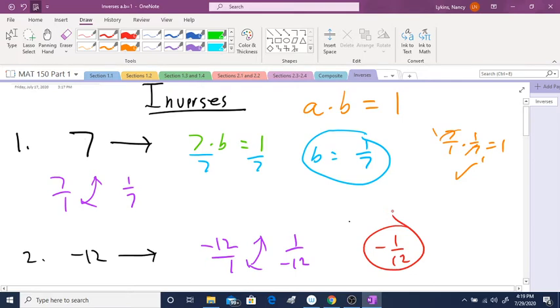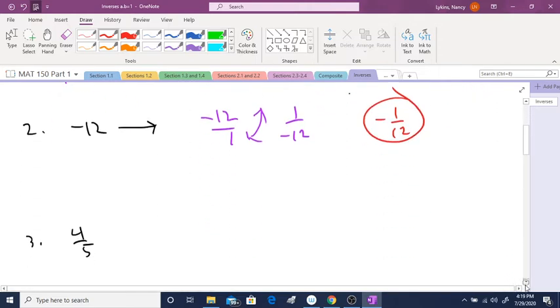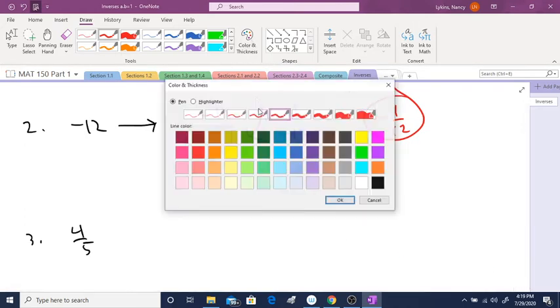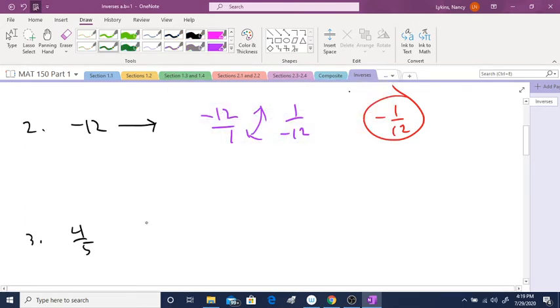Now notice it's not the opposite inverse or negative inverse. The inverse is just, you flip it. The negative sign, you do not cancel that out. Now 4/5. What is 4/5? Well, go ahead and flip it. 5 over 4. That's my answer. I'm just setting this up to kind of give us a little background on inverses.